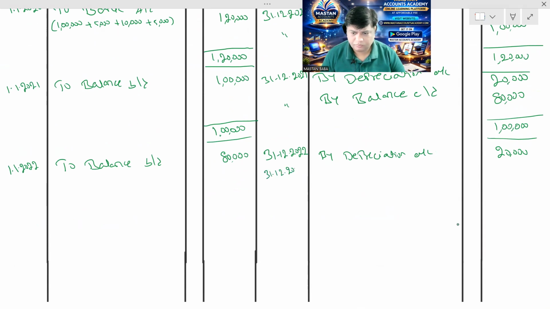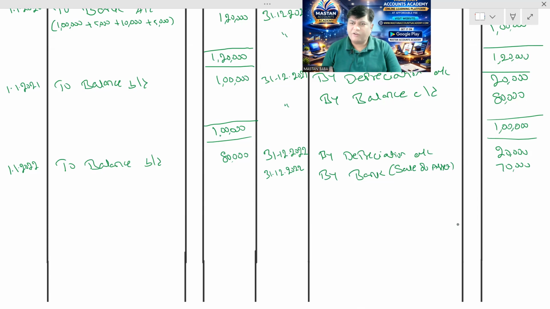By bank, mention in the bracket sale of asset. Sale of asset for how much? Sold for 70,000.